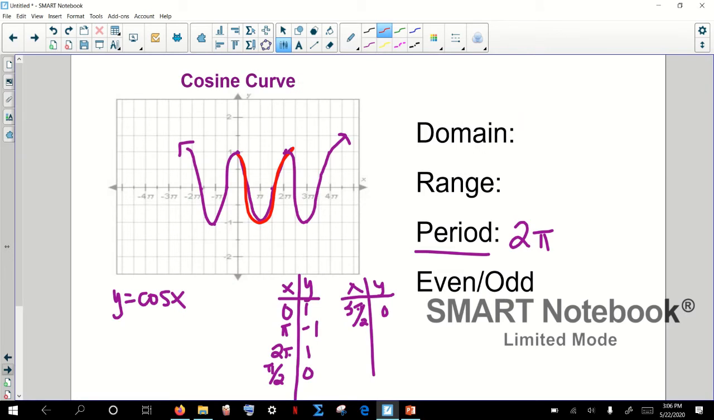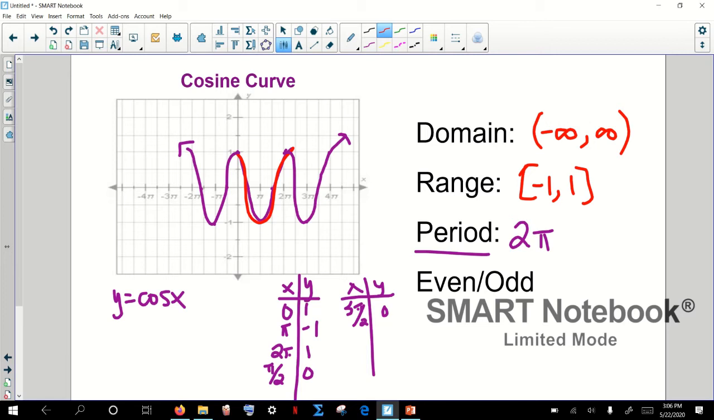Now, talking about the cosine curve, the domain is also all real numbers, so negative infinity to infinity, and then the range is also negative 1 to positive 1. So the only thing you'll notice about the difference between the cosine curve and the sine curve is where they start. Otherwise, they look the exact same. The sine curve starts at 0, 0, and the cosine curve starts at 0, 1. Other than that, they are the exact same curve. The cosine curve starts by going down, and the sine curve starts by going up.